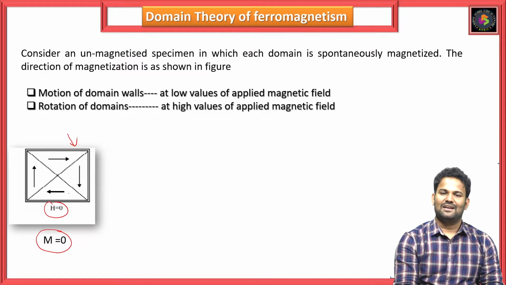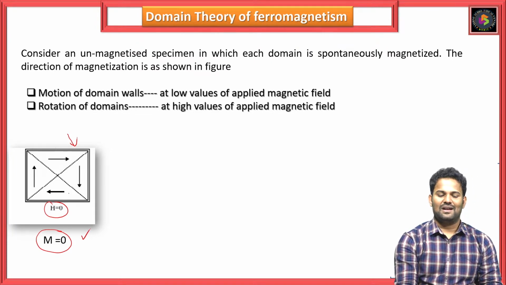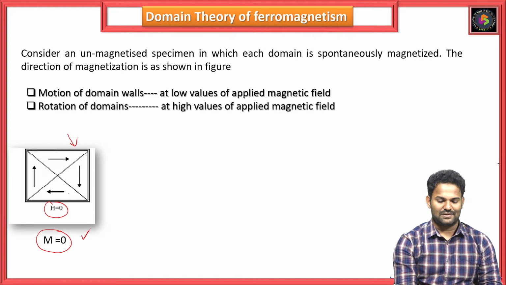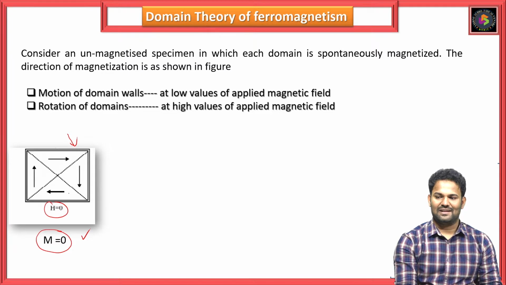So which is the best answer? Whatever the previous question I asked, this is the good answer for that one, because all domains are in different directions, so the net magnetization is completely 0. The net magnetic moment is completely 0. That's why two iron rods of ferromagnetic material will not attract or repel each other.